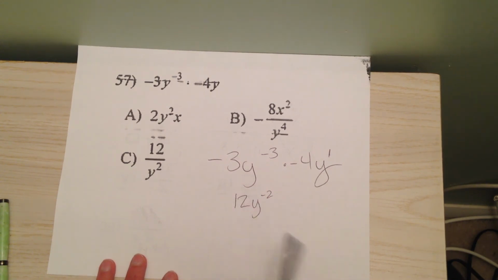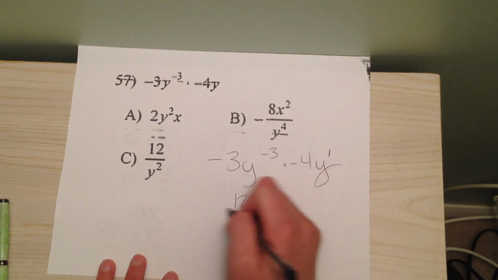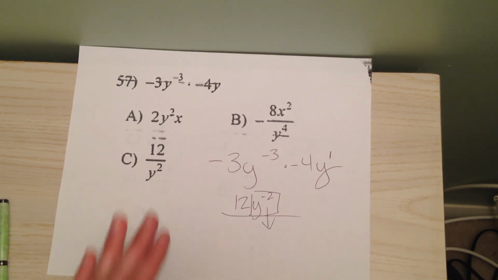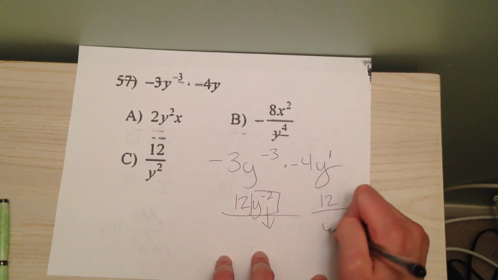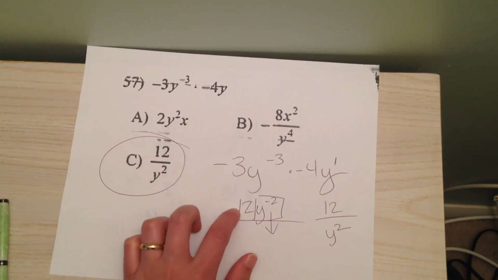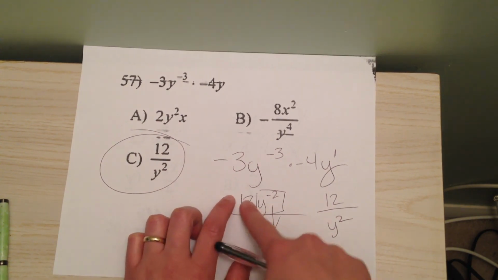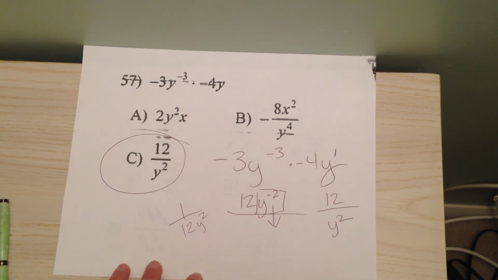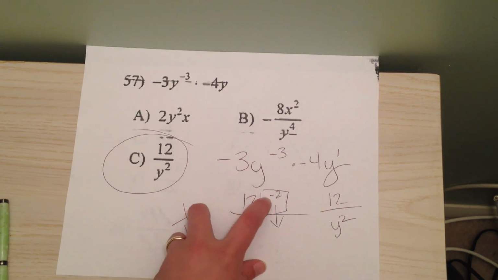Now you can't leave it like this ever. You can't leave a negative exponent. So make sure that anything with a negative exponent goes to the denominator, or if it's already in the denominator, moves up. So it is 12 over y squared. Now where some people will make a mistake is this 12 right here. They'll accidentally take that down and say 1 over 12y squared, and that's a little too much moving. Make sure it only moves if it has the negative exponent.